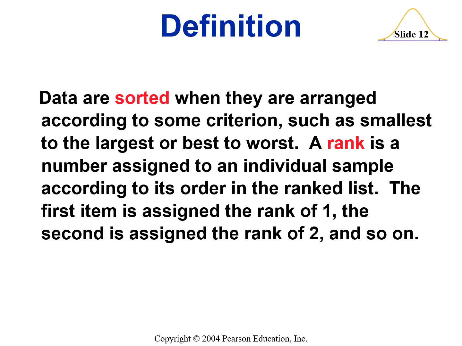Non-parametric methods depend on sorting the data into ranks. A rank is a number assigned to an individual sample according to its order in the ranked list. The first item is assigned the rank of 1, the second is assigned rank 2, and so on, after arranging a set of data from smallest to highest.